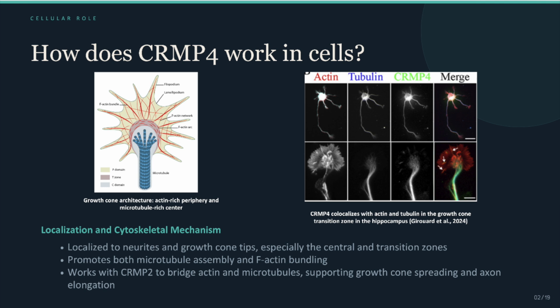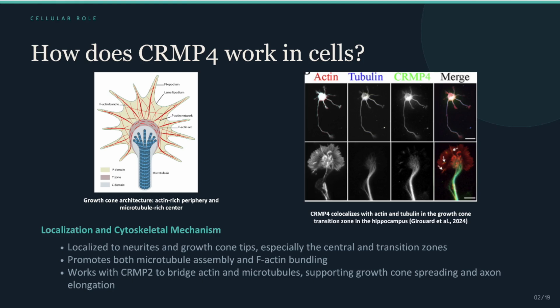So now we can talk about how CRMP4 actually works in the cells, right? So in neurons, it localizes to neurites and growth cone tips, as mentioned earlier, especially with strong localization in the central and transition zones of the growth cone. So that's where the actin and microtubules interface in both the peripheral and the nervous system. Functionally, it regulates both major cytoskeletal systems, so it promotes microtubule assembly, and it also bundles the F-actin. Crucially, the loss of the CRMP4 protein produces smaller growth cones with reduced lamellipodia and also impaired axon extension.